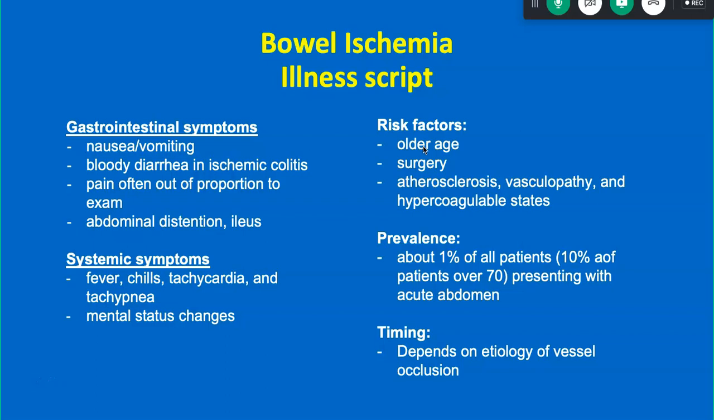Prevalence, if you look at all patients, is about 1%. So it's not uncommon, but it really increases when you look at patients over the age of 70. So older age is a really significant risk factor for bowel ischemia. And the timing is going to depend on the etiology. You could have an atherosclerotic lesion that fully occludes, and that might be a more insidious onset of, let's say, ischemic colitis. On the other hand, you could have an embolus thrown to your superior mesenteric artery. It's going to cause a very sudden, acute, terrible pain out of nowhere due to interruption of the mesenteric blood flow.